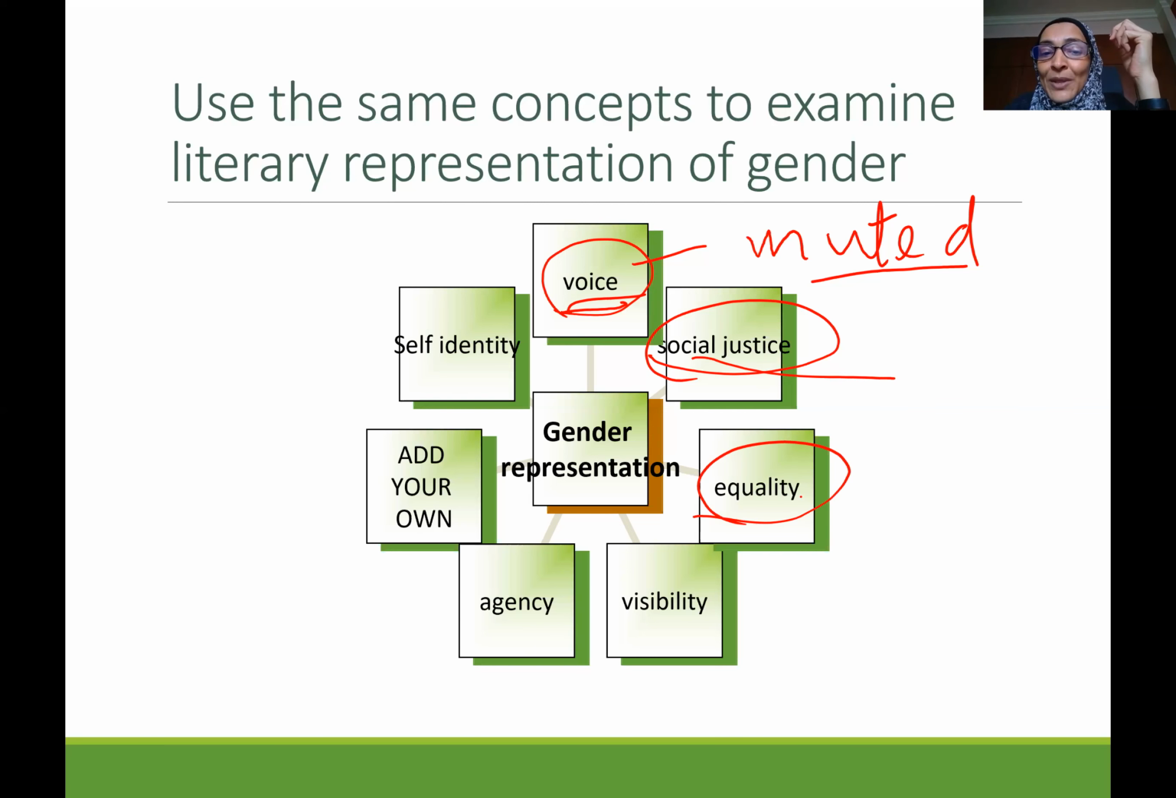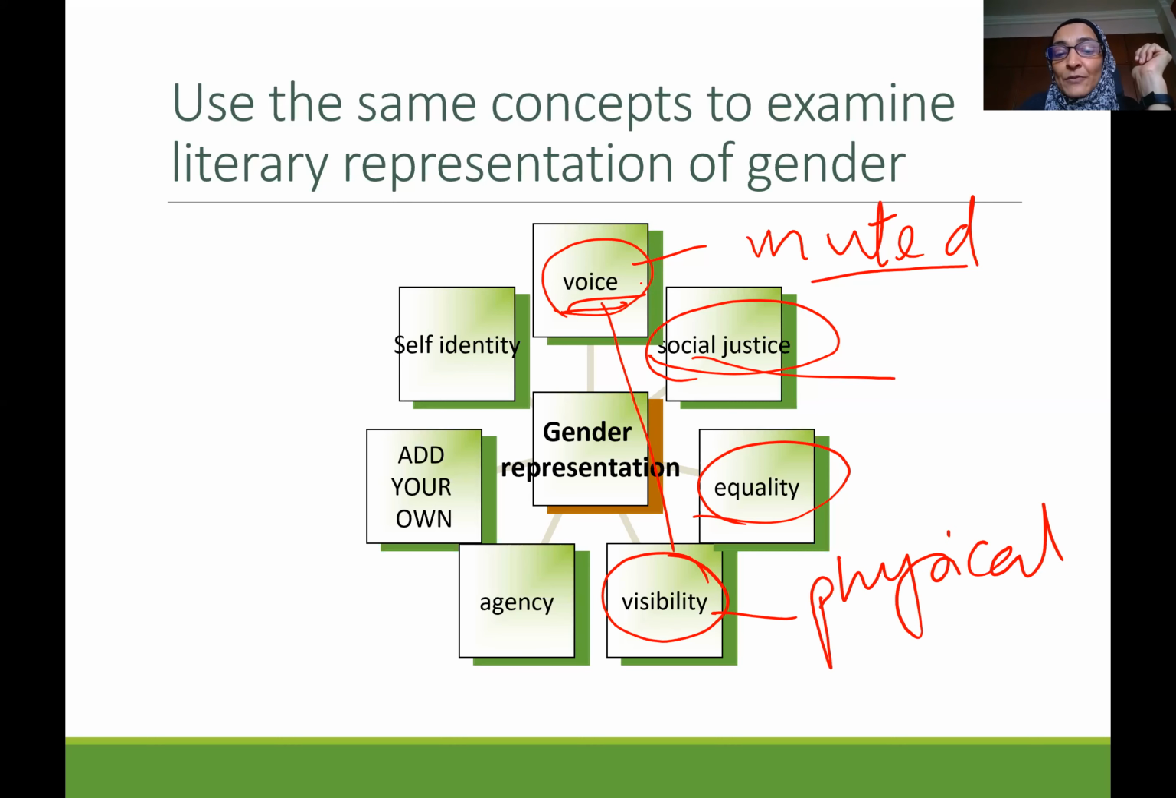Is it equal between men and women? Does Ravi get to be sent to an English school? Do his sisters share the same equal treatment, or is it only Ravi? Something that is connected to voice is visibility. This is more physical. So is the female character visible? Can you see the female character's sense of identity, her thoughts and ideas, as well as the notion of agency?